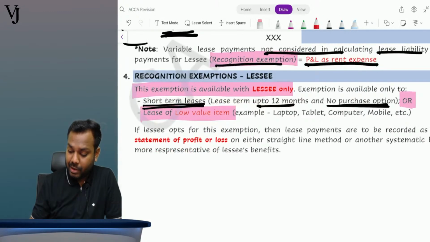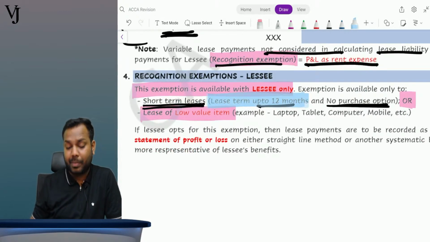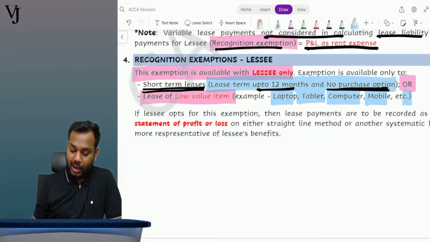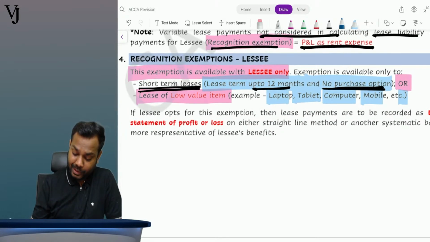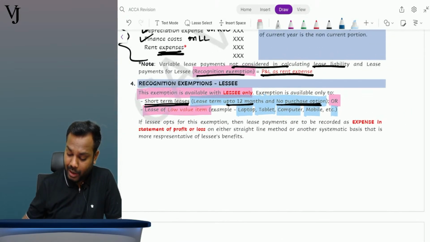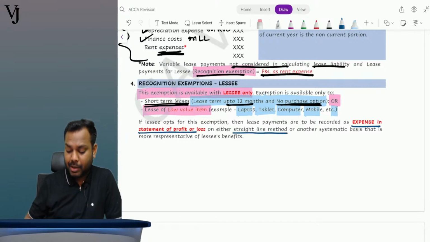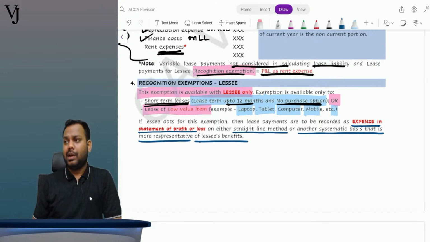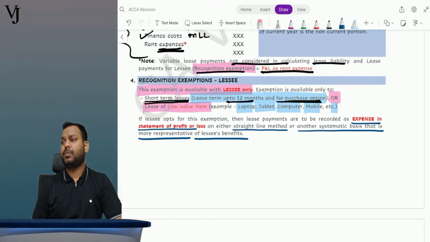See, lease term up to 12 months is a short term lease, and no purchase option. A tablet, laptop, computer, mobile phone, all these are low value assets. Now, if the lessee opts for this exemption, then lease payments are to be recorded as rent expense in the statement of profit or loss on either a straight line method or any other systematic basis that is more representative of the lessee's benefits. Is it clear to everyone till here?